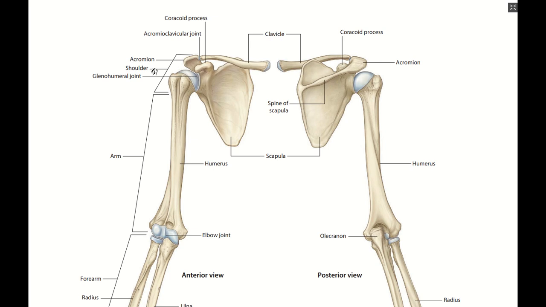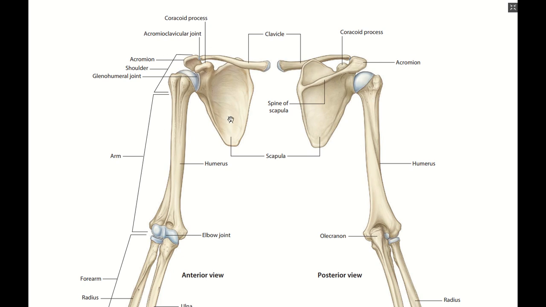So proximally, the humerus articulates with the scapula via the glenohumeral joint, which is between the head of the humerus, which is about 1/3 of a sphere, and the glenoid cavity. Then distally, it articulates with the radius and the ulna, forming what we call the elbow joint.